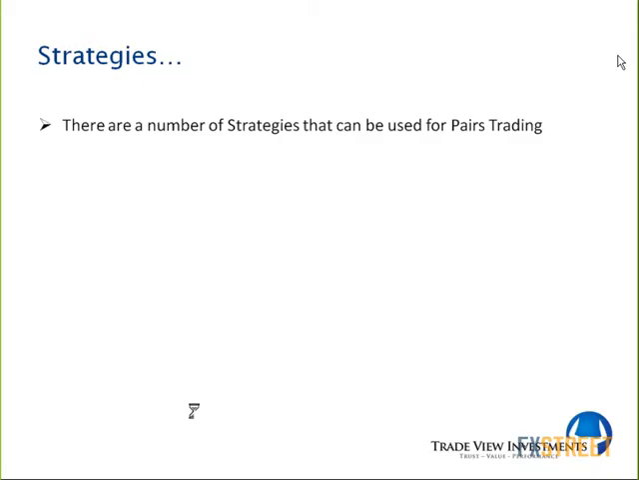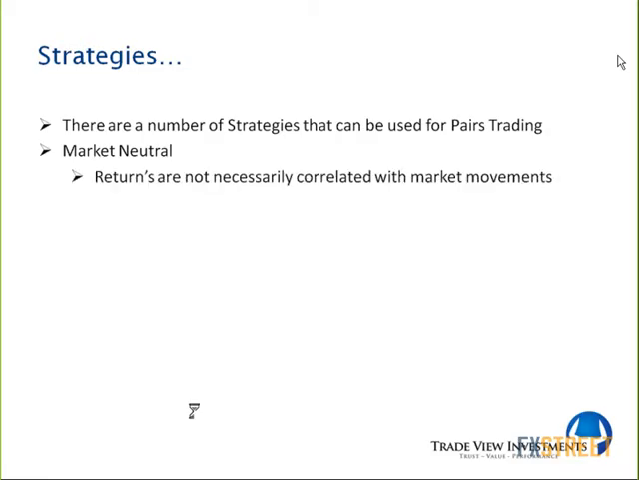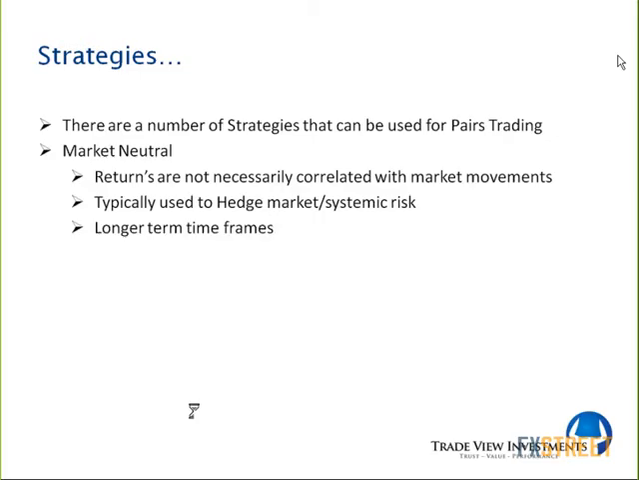So look, there are a number of strategies that can be used for pairs trading. You can use market neutral strategies, and returns are not necessarily correlated with the markets. Typically used to hedge market or systematic risk. Long-term timeframes would be used for something like this, and also the other type of strategy is algorithmic, and that's to look to profit from mispricing of instruments. And I think if you are interested in pairs trading.